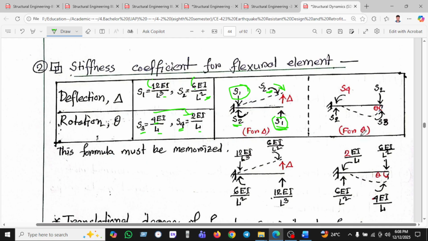For the rotation we can see it will be S3, and the opposite direction will be S4. This is something extra we have to memorize, so keep it in mind. So this is S1, and its value is 12 EI by L cube, and S2 is 6 EI by L square. This is the short form we have been using here.